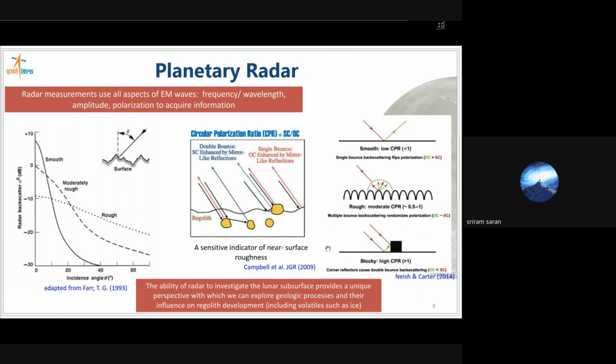So again, to emphasize the advantage of radar, it provides complementary information of the subsurface, which is a unique perspective compared to other wavelength measurements such as the optical and near infrared. And then it provides a unique perspective by which we can explore several geologic processes and their influence on regolith development on dry geological surfaces, including the detection of volatiles such as water ice.